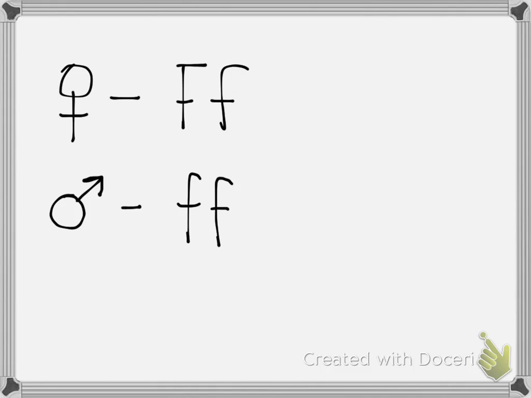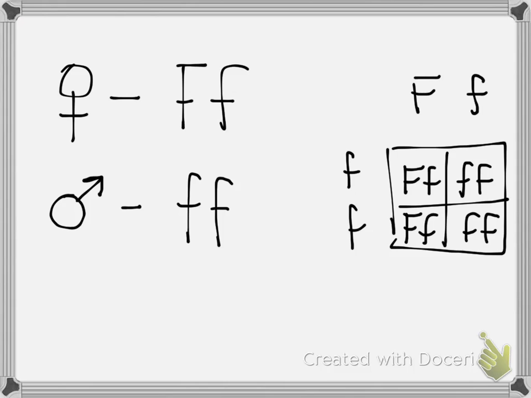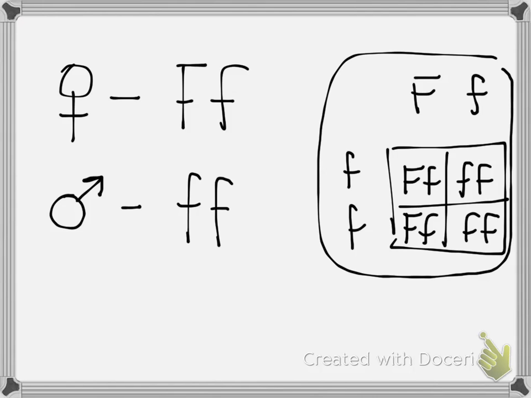Okay, once we have the genotypes for mom and dad written down, then we can do a Punnett square. And this is the easy part. So, big F, little f, little f, little f. Okay, go ahead and do your square. Okay, so we have a Punnett square completed. And now we need to get our genotype and phenotype ratios recorded.